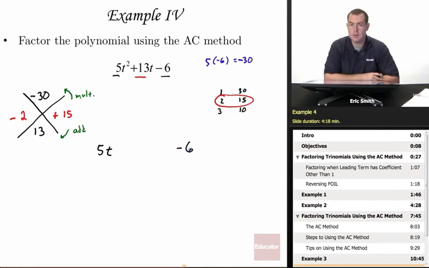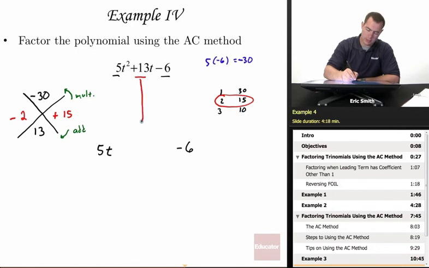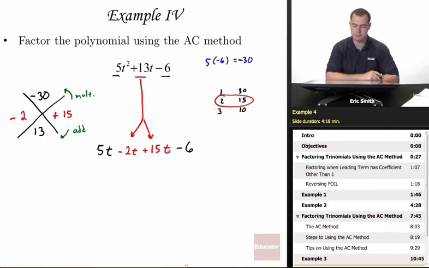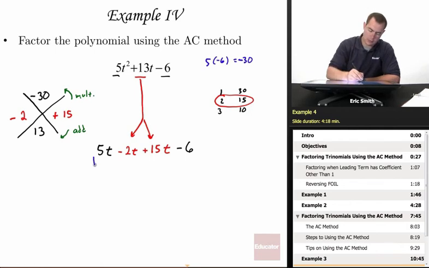So I've written the first term and the last term. Now we'll write out that middle term split using these two new numbers. So minus 2t plus 15t. Okay, it's looking pretty good. Now that we have this, we want to factor by grouping. So we'll take these two at a time.